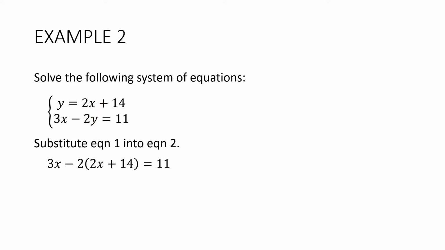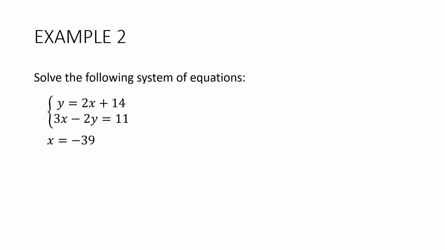So I'm actually going to substitute equation 1 into equation 2, and this time my brackets are going to be very important. Right, expanding those brackets, I get 3x take away 4x take away 28 equals 11. Tidying that up, this is negative x. We take the 28 over the other side at the same time. So negative x is equal to 39. Now let's multiply both sides by negative 1. We'll pick up the negative and put it on the other side. x is equal to negative 39.